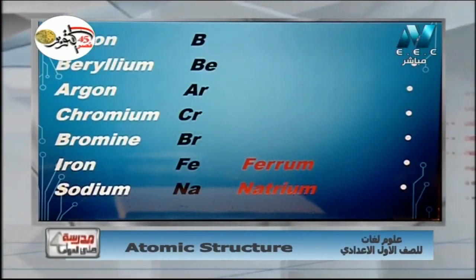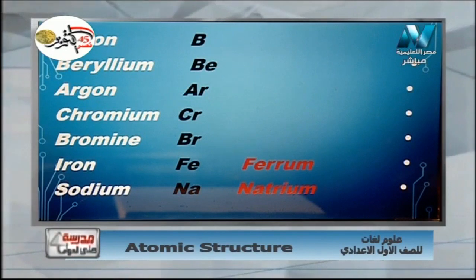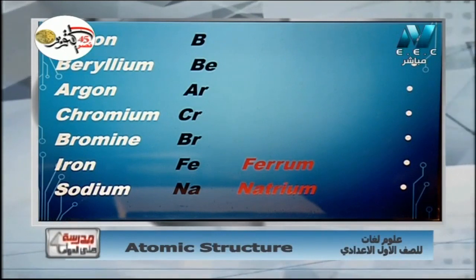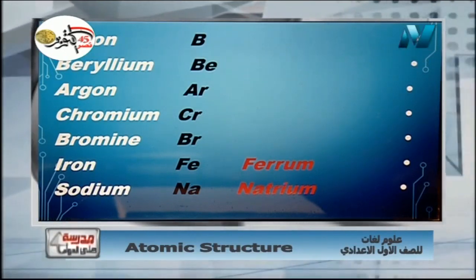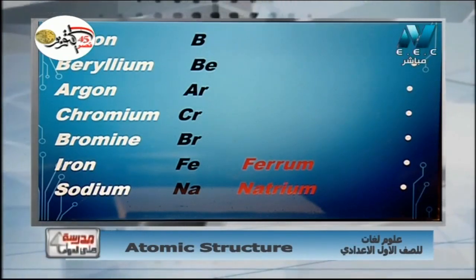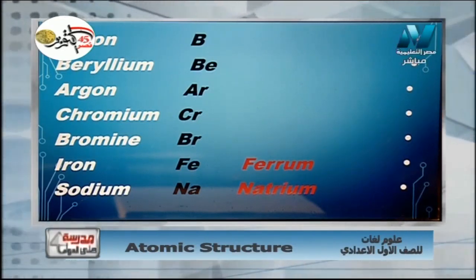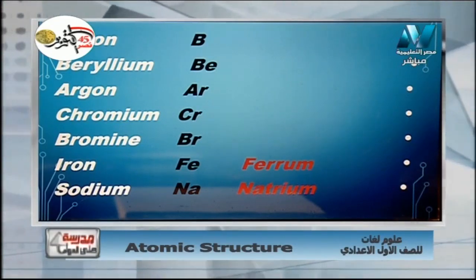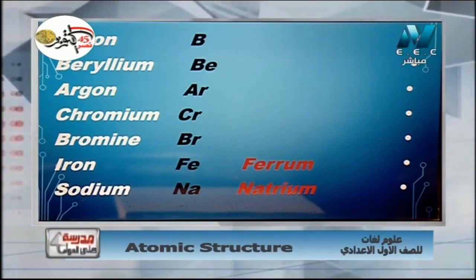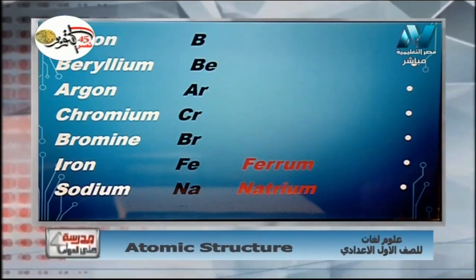Boron, B. Beryllium, Be. Argon, Ar. Chromium, Cr. Bromine, Br. Iron, Fe, from the word ferrum in Latin. So Fe, the first two letters from the Latin word that equals iron in English, so it will be F capital, e small. Not F only, because F means fluorine, but Fe means iron. Sodium, from the word natrium, so it will be N capital, a small.